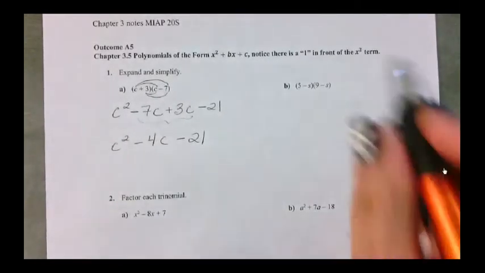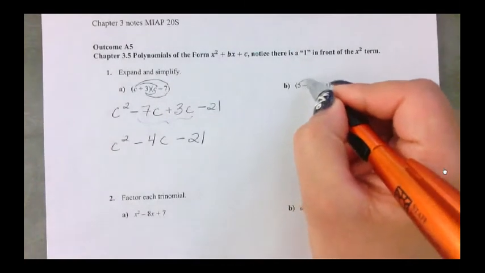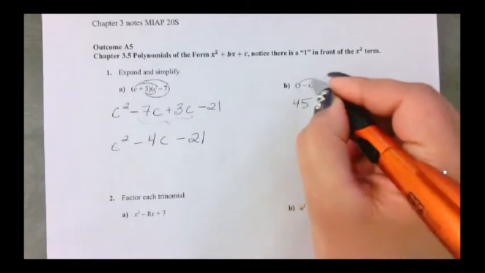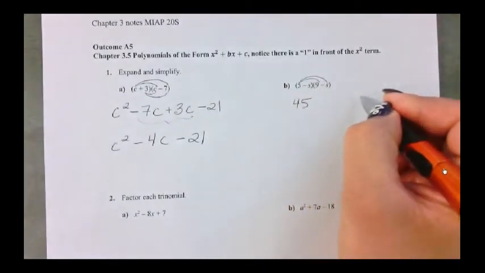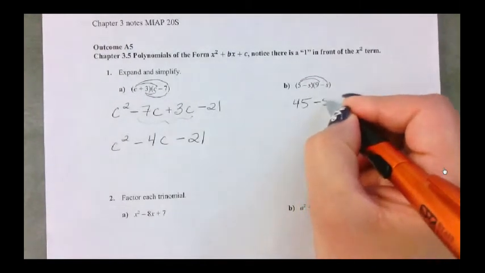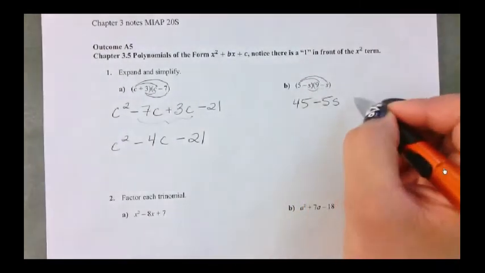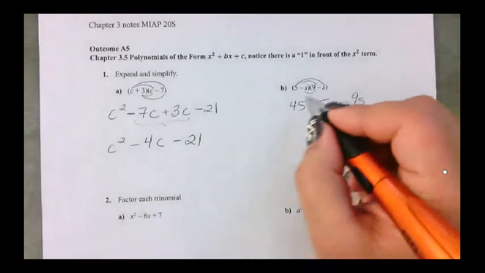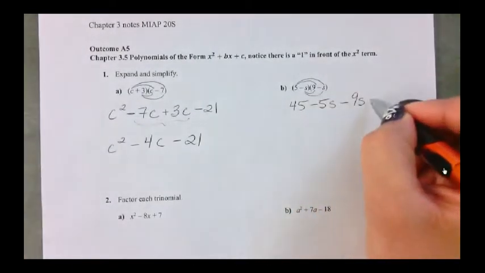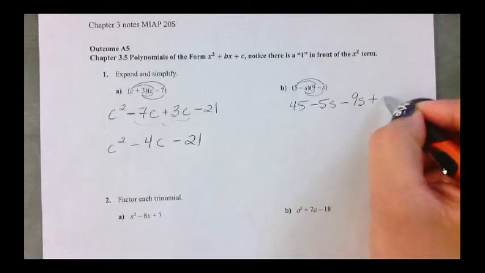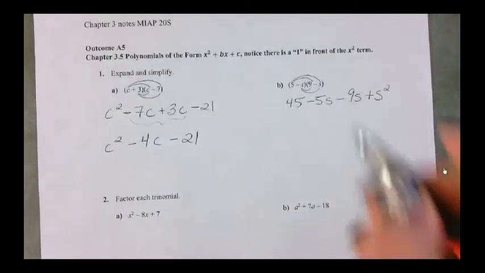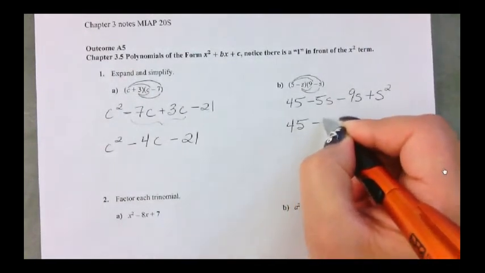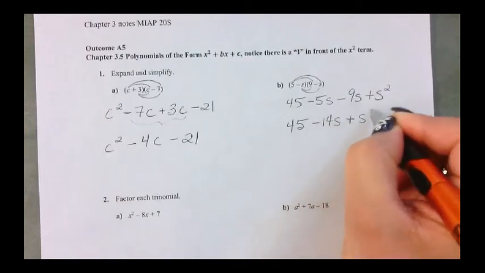Now let's have a look at the next one and do the distributive property again. So 5 times 9 is 45. And then we've got 5 times negative s, which is negative 5s. And then negative s times 9 is negative 9s. And then negative s times negative s is positive s squared. Okay, so you could rewrite it and you could go 45 minus 14s plus s squared.